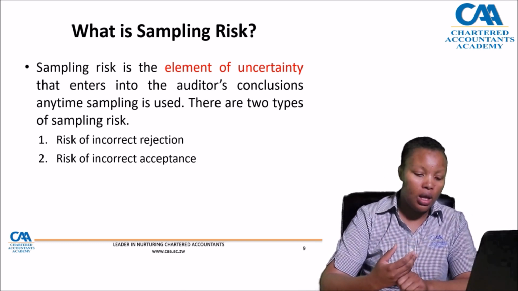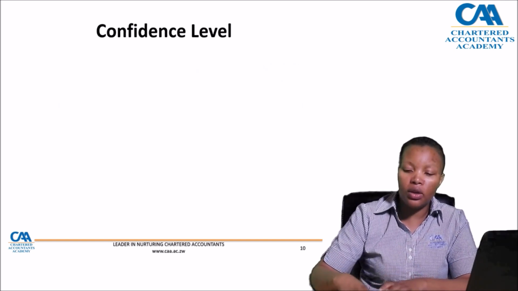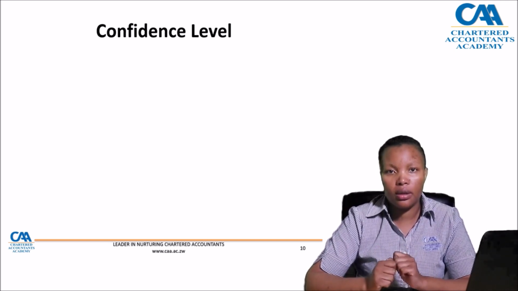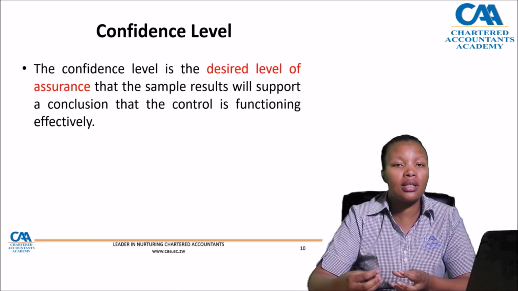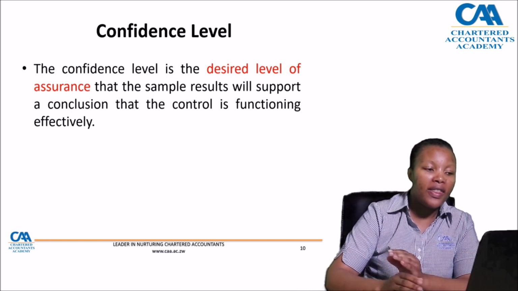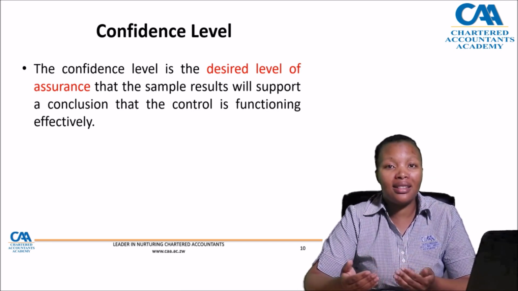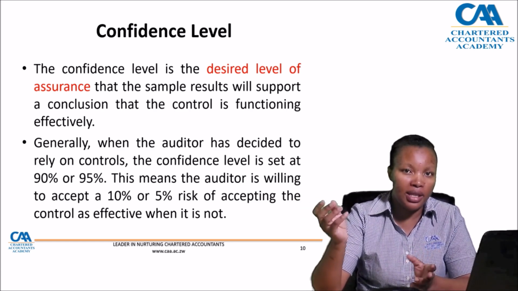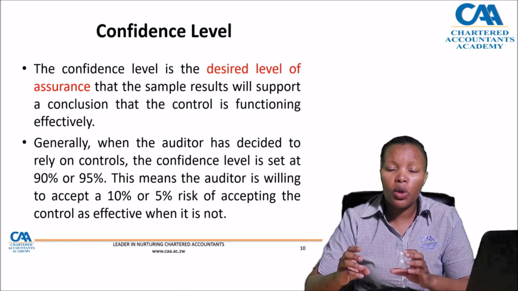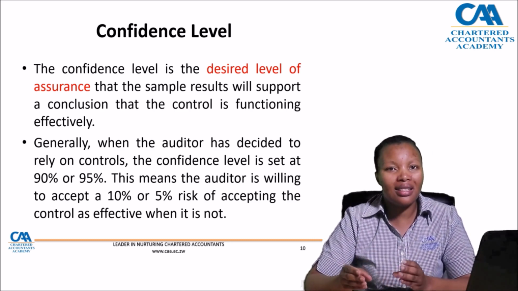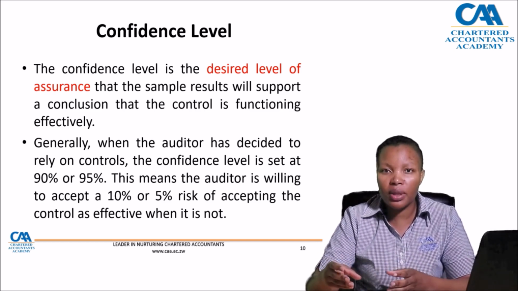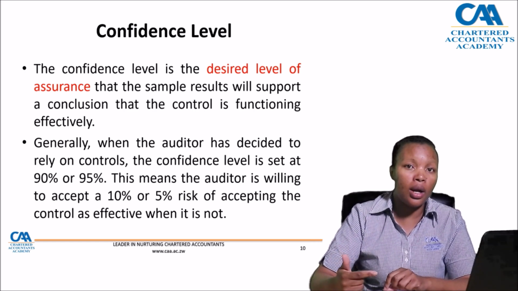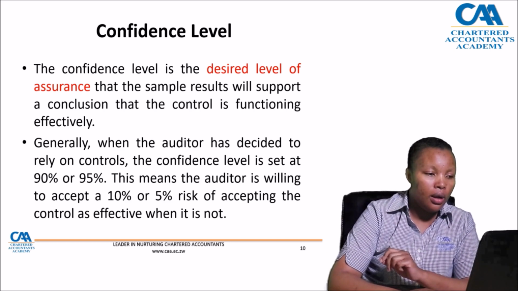Then we go on to confidence level. Now we know that as we're auditing, there are degrees of confidence that you need to express. So the confidence level is the desired level of assurance that the auditor needs the sample results to support. And so you find that generally, let's say for test of controls, if the auditor has decided to rely on controls, it means that the confidence level is probably set at a very high level, maybe 90% or 95%. And you're saying there's a 10% chance that the controls are not working effectively, or a 5% chance. So when you've got a 90 to 95% confidence level, that means the level of assurance that you want is very high. All right. So that's your confidence level.